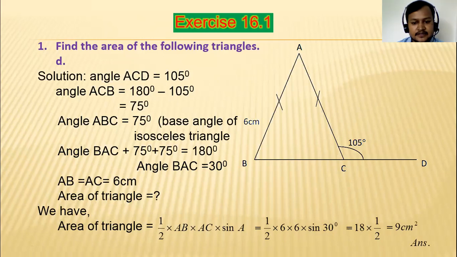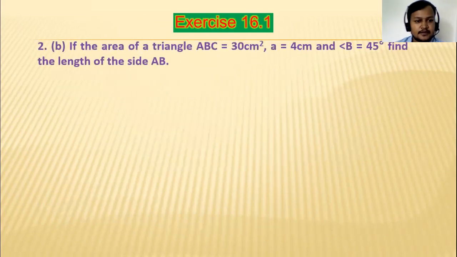I completed this very fast because we did this question last week also. Let's move to the next question. Question number 2B. I left 2A because that is an easy question. 2B. If the area of triangle ABC is equal to 30 square centimeter, a is equal to 4 centimeter, and angle B is equal to 45 degrees, find the length of side AB.